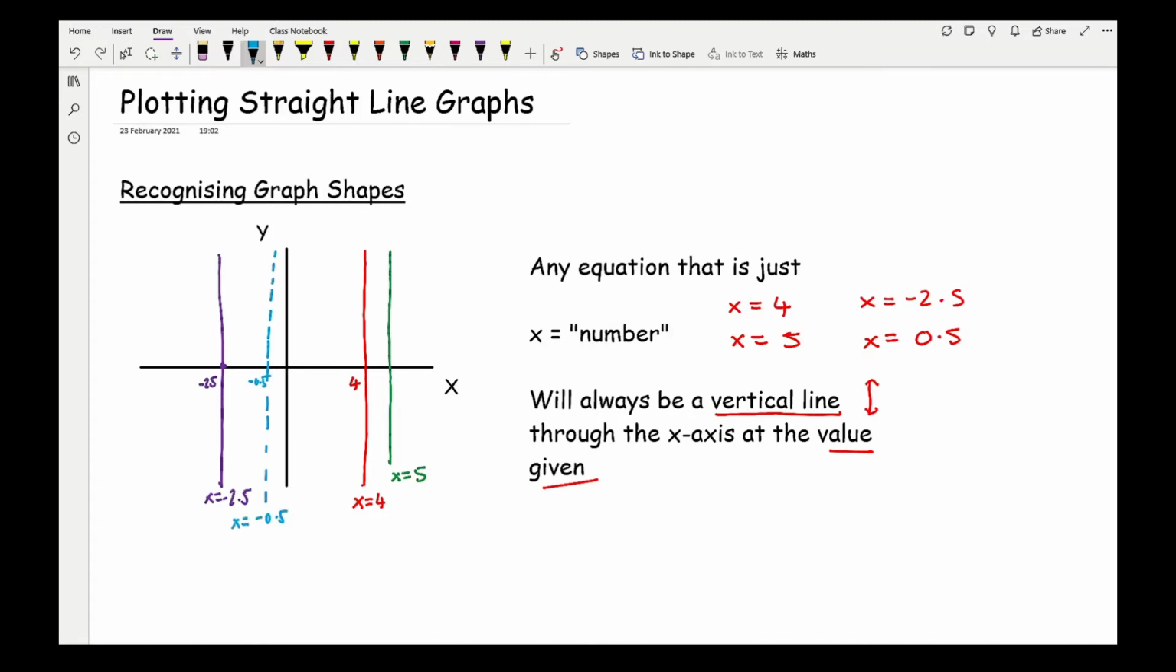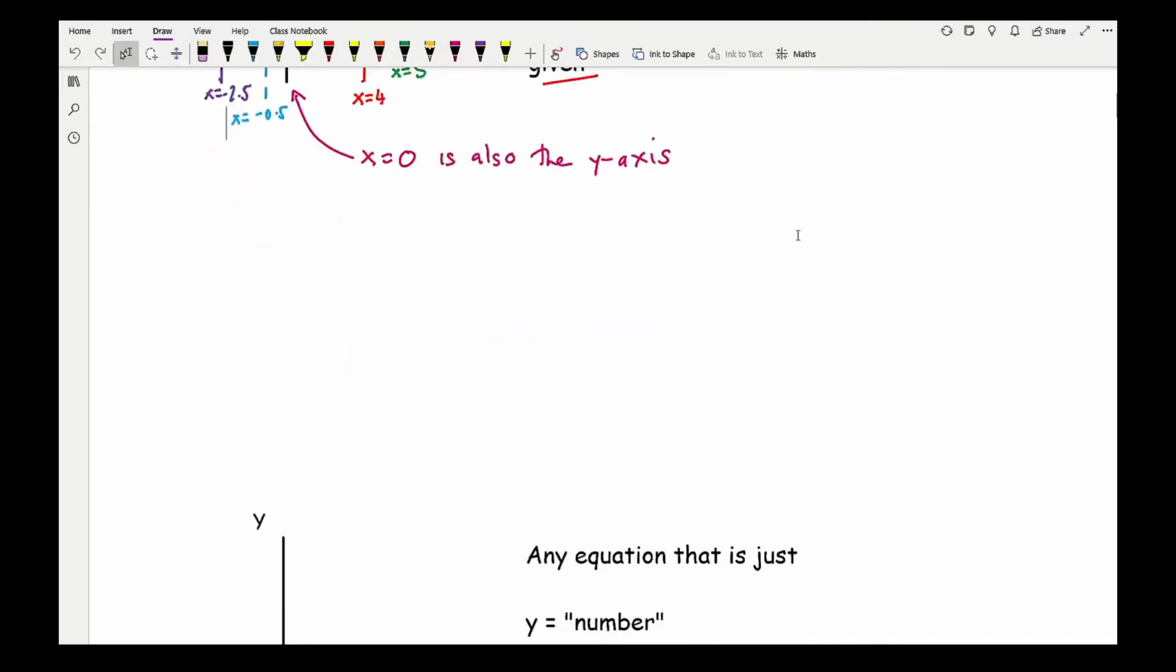Now the key thing to note is that as we are dealing with vertical lines, we can actually call the y-axis x equals 0. So from this, x equals 0 is also the y-axis. And this usually comes into play when you're dealing with reflection on a graph. So let's have a look at another one.